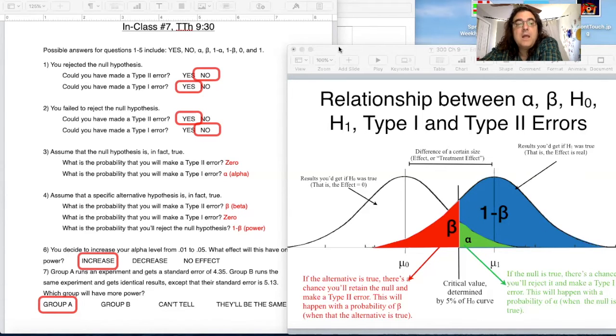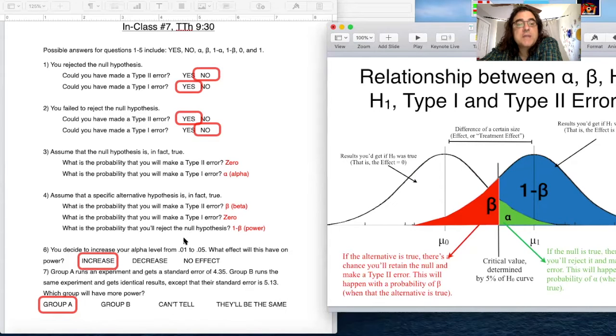Okay, number 6 and number 7. You decide to increase your alpha level from 0.01 to 0.05. What effect does this have on power? This will increase power. Take a look. Here is the line that is the critical value. That critical value is there because of the size of alpha.